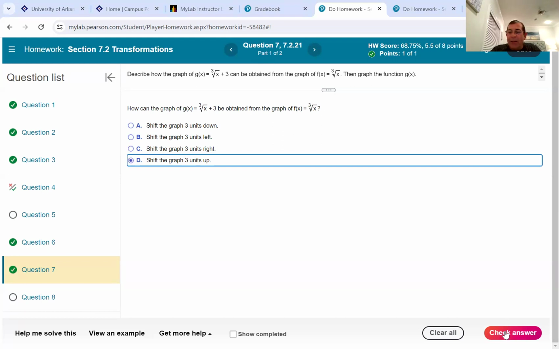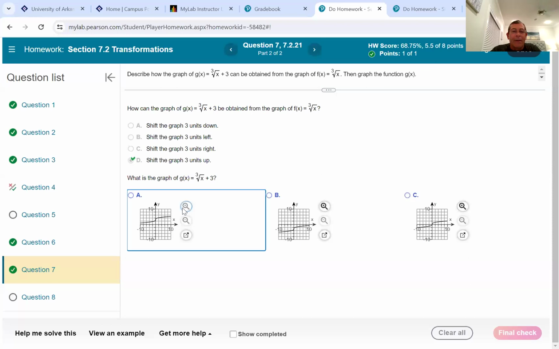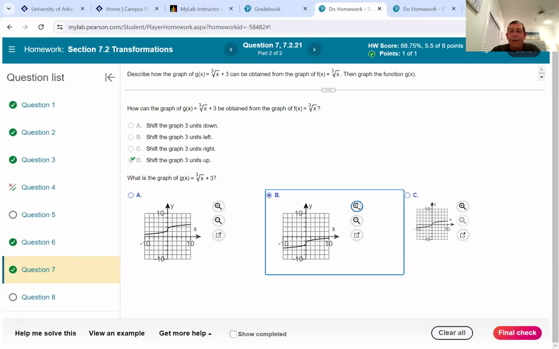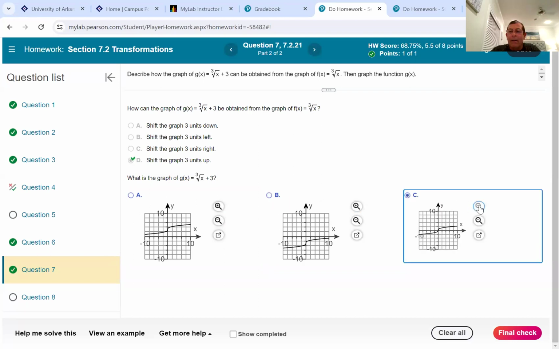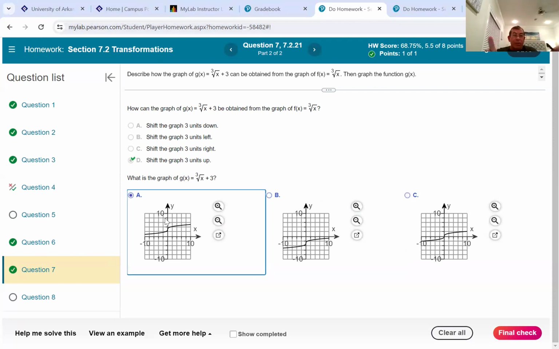And now remember, you're going to have pictures here. All right, so let me see what y'all are saying. A looks good because it's the only one that went up. Looks like B went down, and then C would be the basic graph. So good job. Choose A on that one and do your final check.